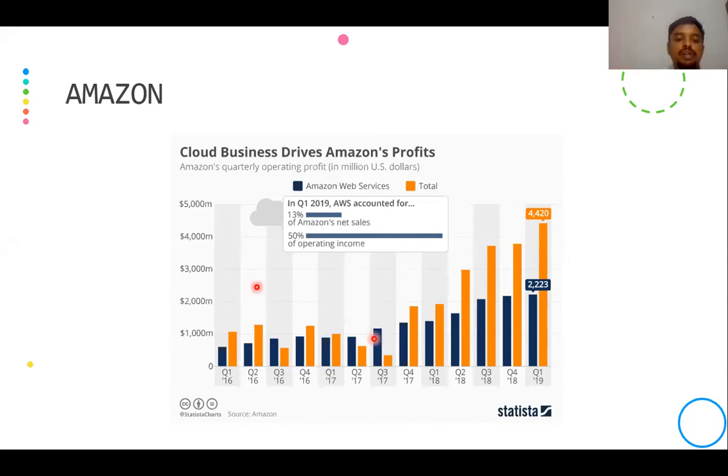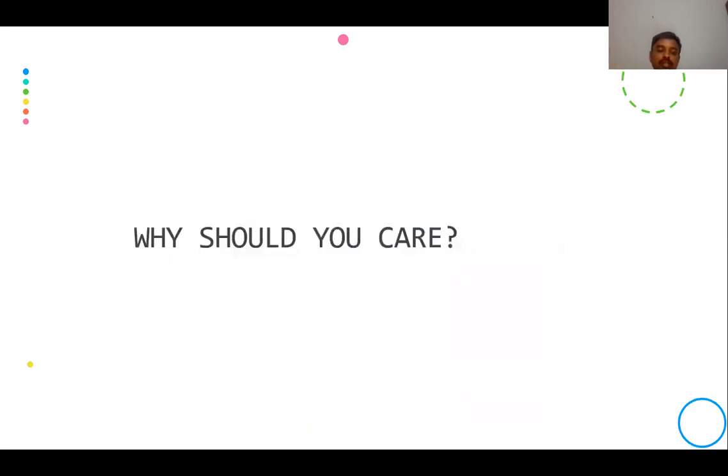Now, even after the other investments started paying dividends for Amazon, Amazon Web Services still accounts for close to 50% of the profit that Amazon is making year over year, right? Or quarter over quarter. Now, this is how big the market for cloud computing is. All of this is fine. Cloud is very good technology. There's a lot of money being put in.